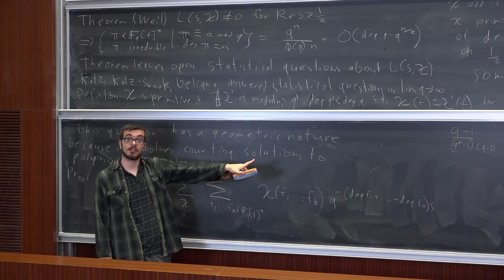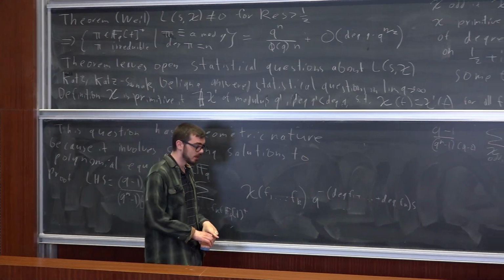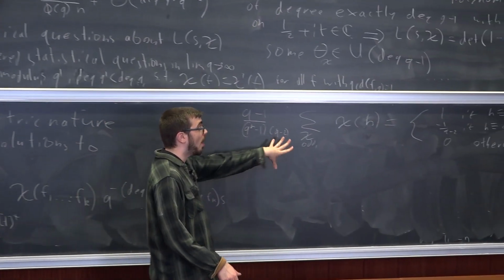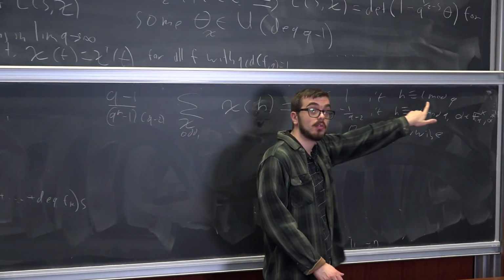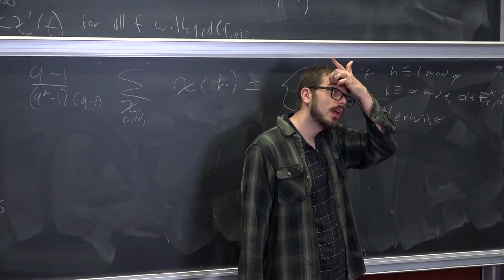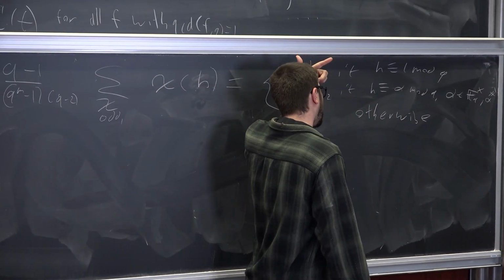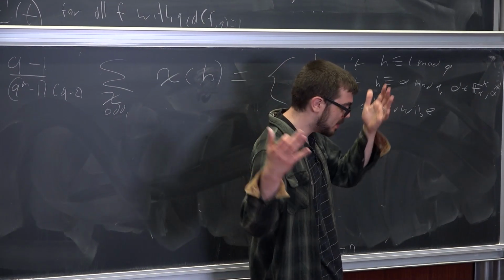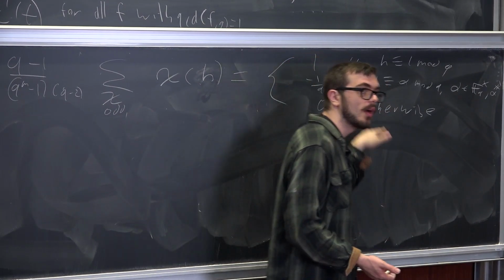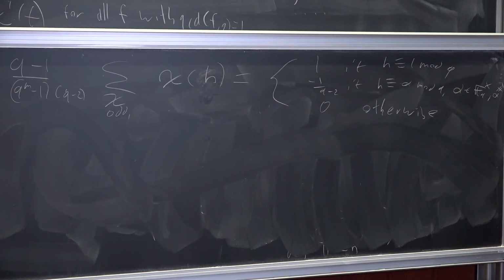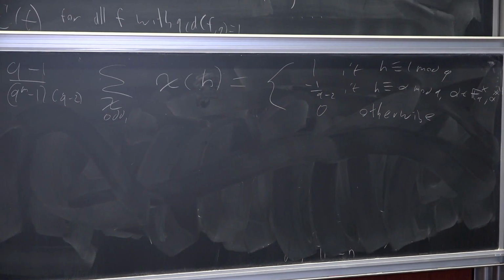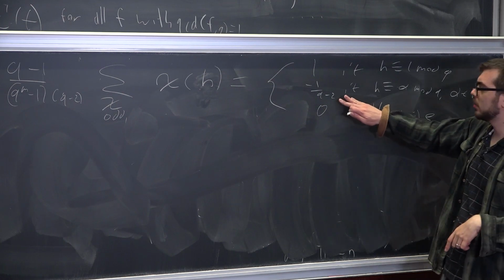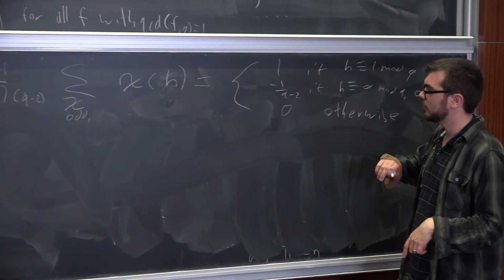And this is, I think, the correct formula for the number of odd characters. And so if I were summing over all characters, you just get 1 if h is congruent to 1 mod g and 0 otherwise. So the sum over odd characters is the sum over all characters, minus the sum over even characters. And so this negative term comes from summing over the even characters. Or minus 1 over q minus 2.